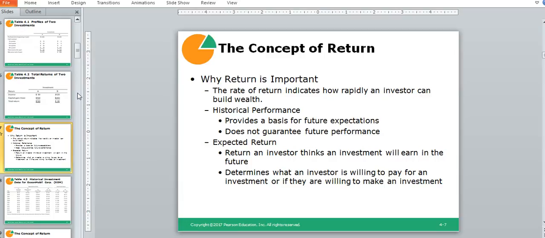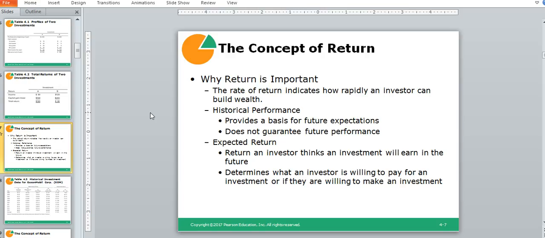I really think Chapter 4 is an important chapter because we're looking at return and risk, and we need to really understand these concepts so we can move forward in evaluating specific types of investments. So I've started on this page the concept of return just to make sure that you understand what this means.